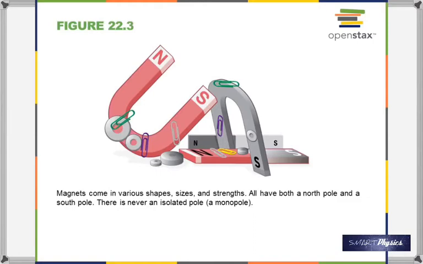And the most powerful form of a magnet is which one? The horseshoe magnet, and we've discussed that. That's because of its geometric shape, bringing the poles together.